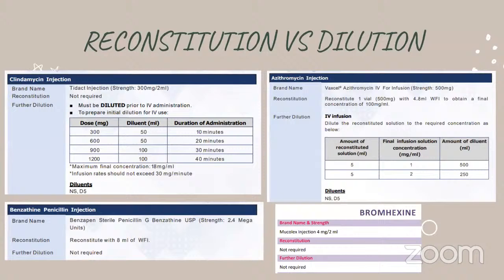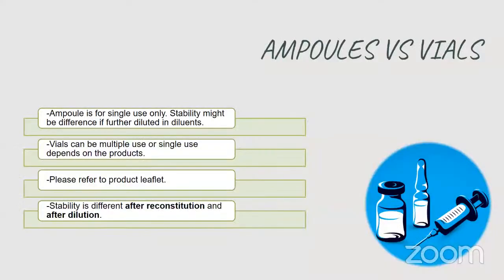So let's see here the difference between reconstitution and dilution. Some drugs may not need to be reconstituted, but need dilution, for example, clindamycin here. Second one, benzathine penicillin needs to be reconstituted, but does not need to be further diluted. Next, there's azithromycin injection that requires to be reconstituted and also further dilution. And lastly, the commonly used medication amikacin injection, which does not need to be reconstituted and does not need further dilution also. So as you can see, it's very important to take note of each medication, as some need and some do not need to be further diluted and reconstituted.